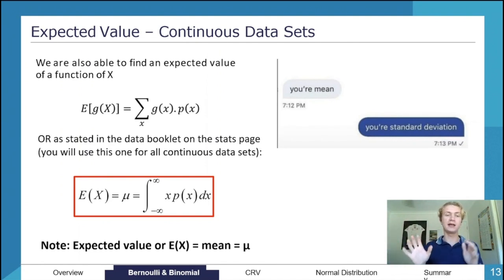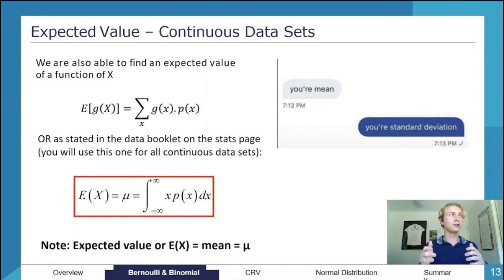We're just going to be talking about mean, and mean is also known as E of x, or the expected value, denoted by this symbol. It's called nu. You can find this formula on the stats page in the data booklet. Essentially, what we do is we integrate between the upper and lower bounds of the function, p of x, the probability density function.